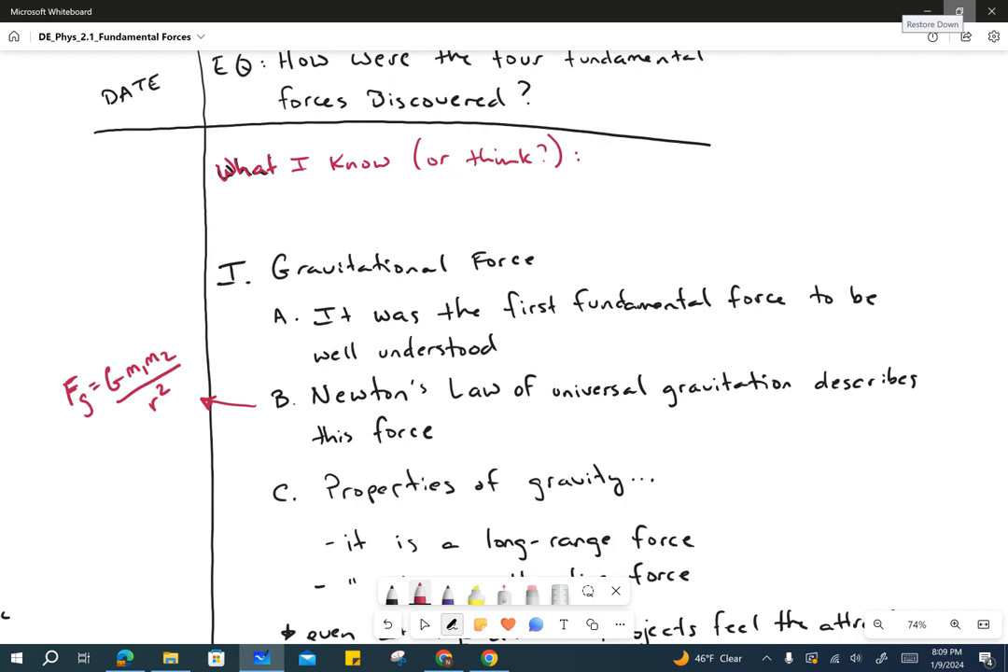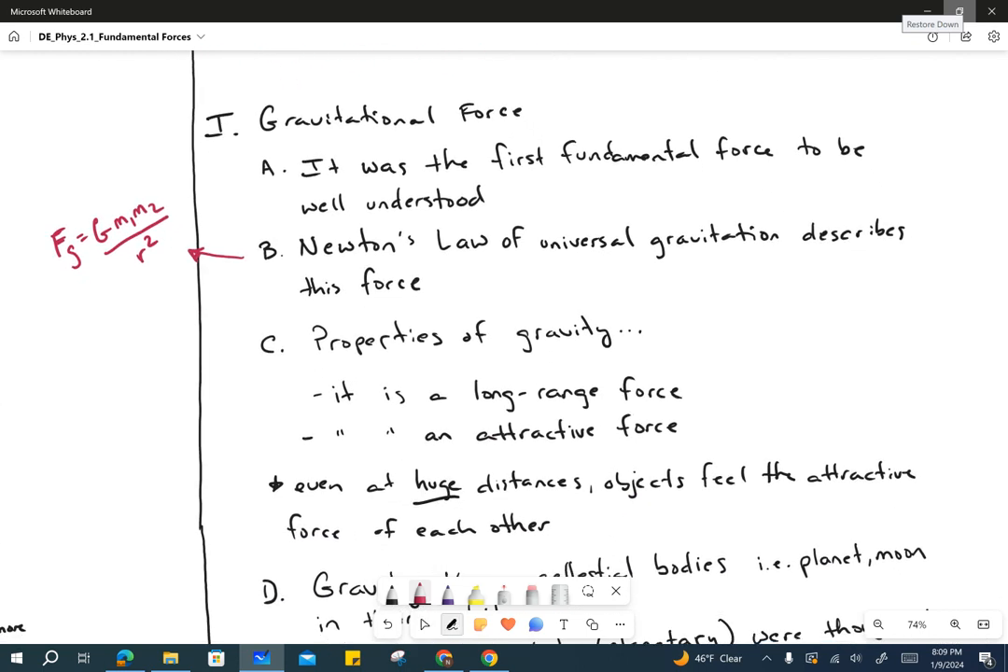So what are the properties of gravity? Well, they can operate at long distances, right? The moon is not necessarily that close to us. It's pretty far away. And the sun is very far away. And yet we feel the effect of the sun. So it is a long range force. It is an attractive force. And I'm not talking about a good looking force here. I'm talking about attraction, like 2 objects being drawn towards each other. Maybe I am talking about things that look good. I'm just kidding. All right, even at huge distances, objects feel the attractive force of each other.